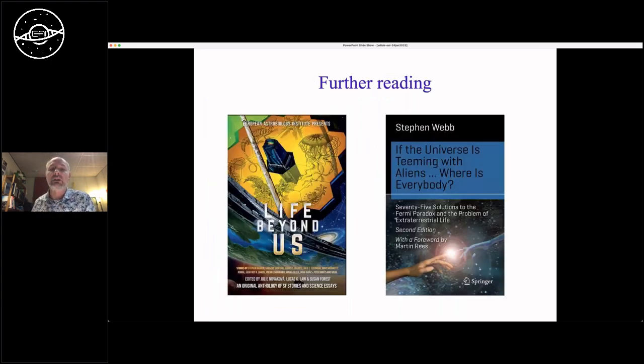If you want to know more about this, I can recommend two books. First of all, there is this great book by Stefan Webb talking about this Fermi paradox in much more detail and possible solutions to it. And maybe a fun book, I'm looking forward, it will appear this year, commissioned by our own European Astrobiology Institute, the collection Life Beyond Us, with a few tens of science fiction stories and also essays about reality. So I wish you happy reading, and I'm looking forward to your questions.